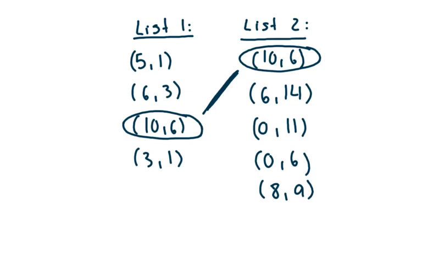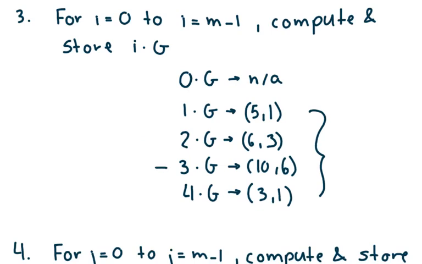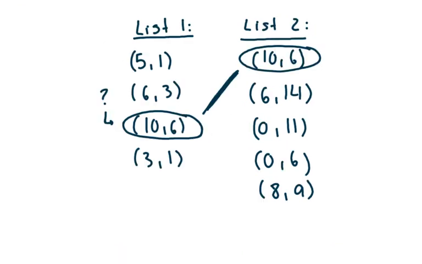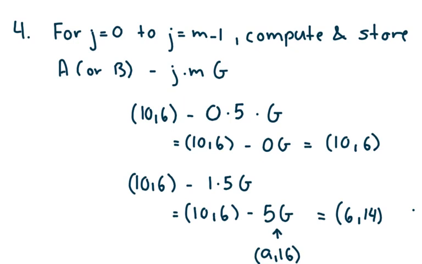So in list 1, what did we do to get 10,6? Well, we multiplied 3 times g together to get 10,6. So our i in this case was 3. i equals 3. And then what did we do to get 10,6 in list 2? Well, we said 10,6, our value of alpha, minus 0 times 5g. So in this case, our j was 0.